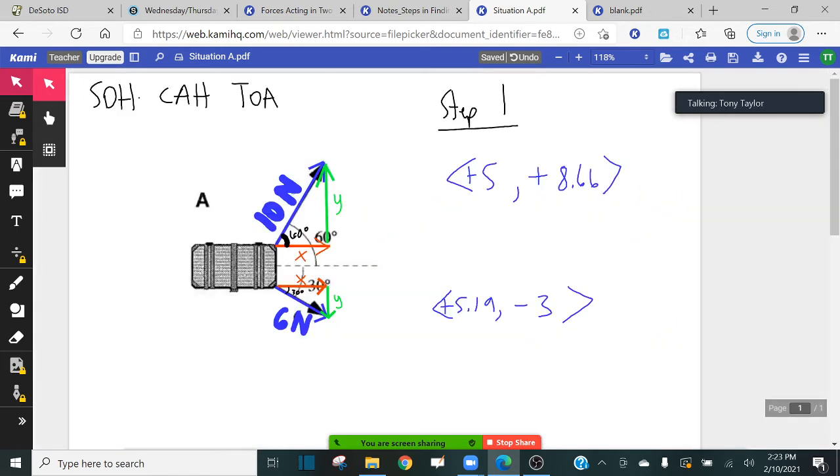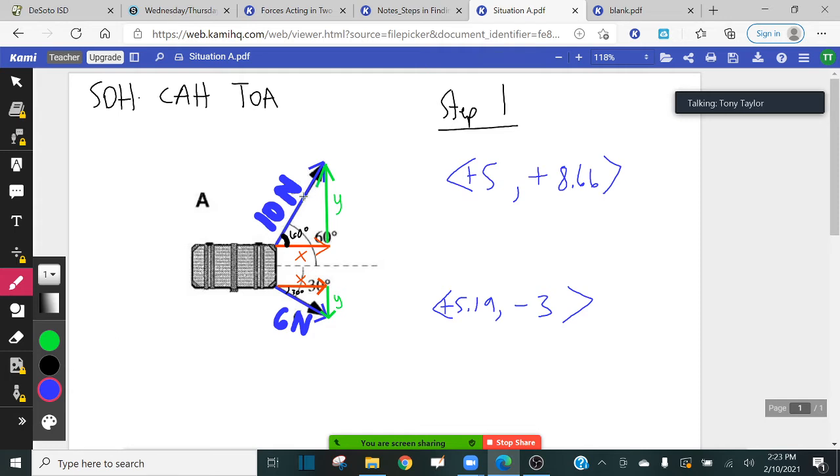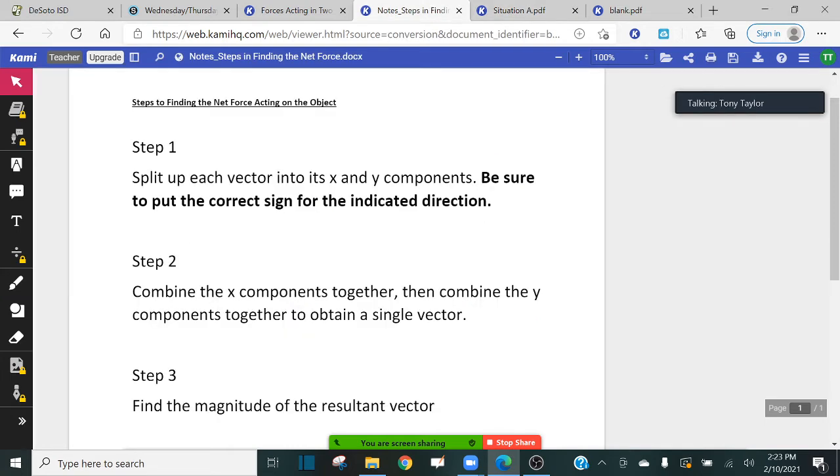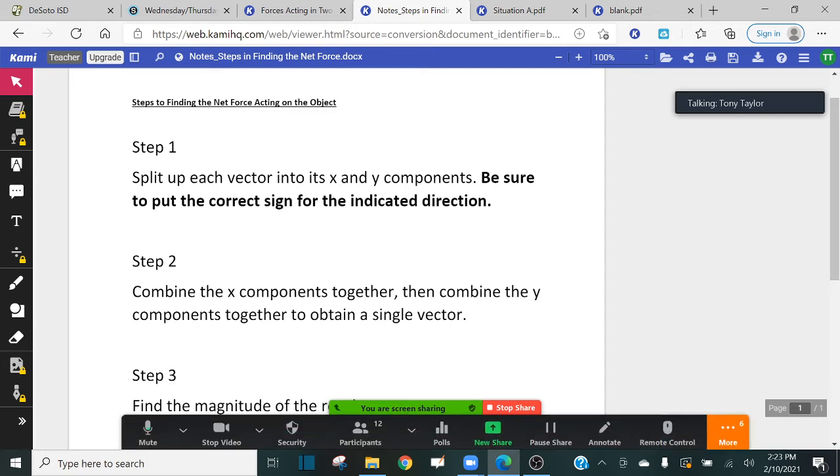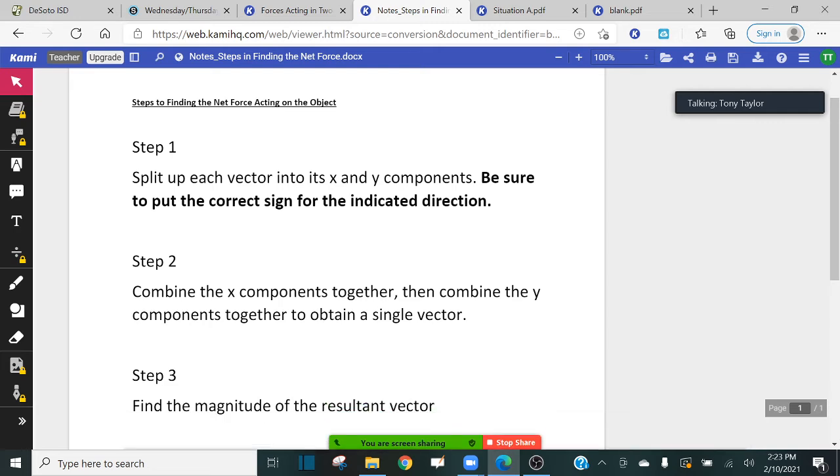All right, guys, we're not done. I told you guys that we're going to be doing a little bit of math today. Remember, we're still on step 1. Step 1 was to split up these vectors into x and y components. We just did that. If I take this vector right here and split it up into its x and y components, this is what I get. Now that we've done step 1, let us move on to step 2. Notice what step 2 says. Combine, yes, Aaron. Combine the x components together, then combine the y components together to obtain a single vector.